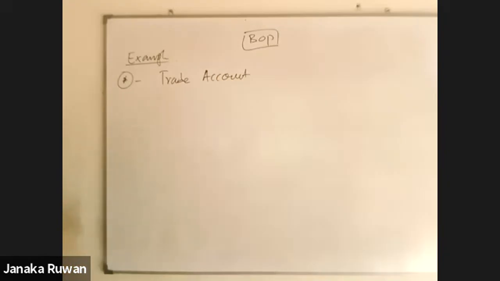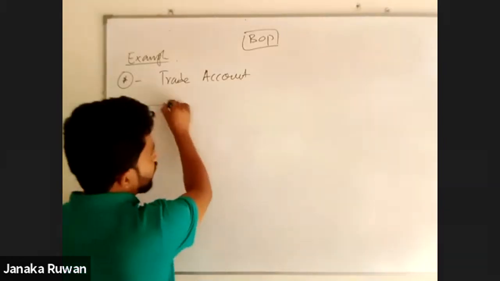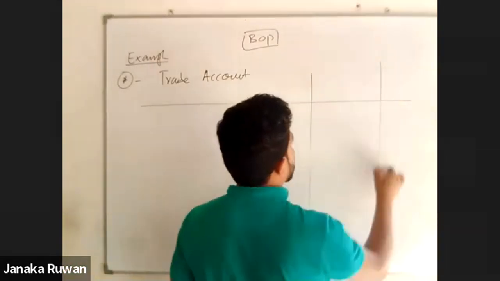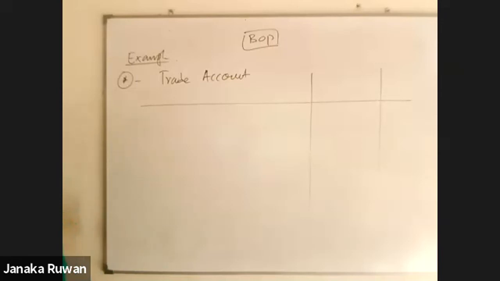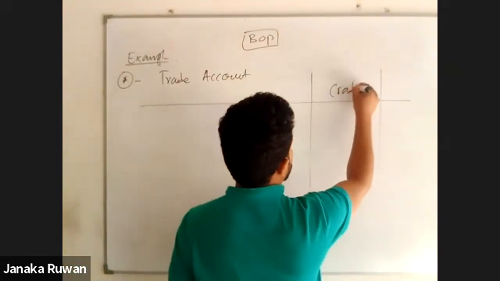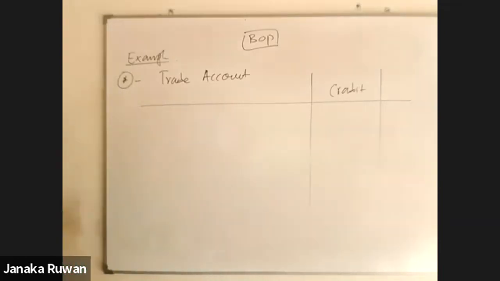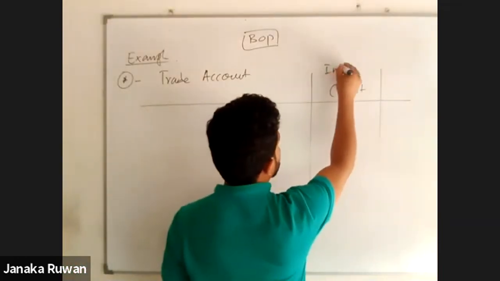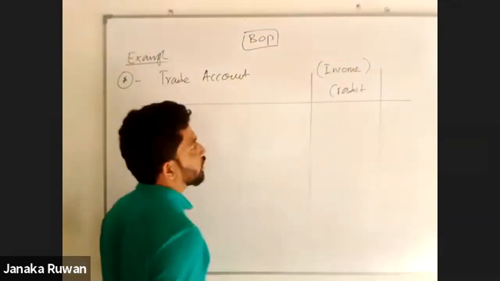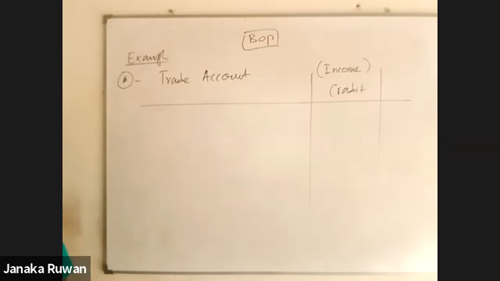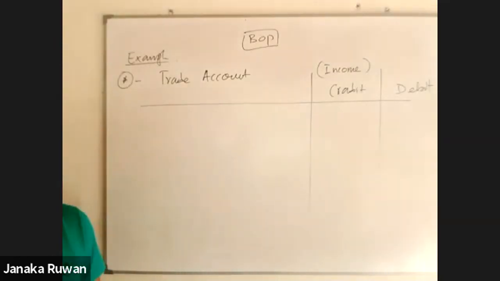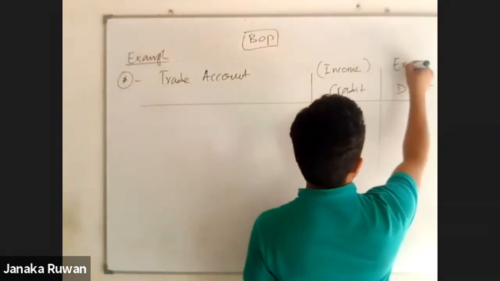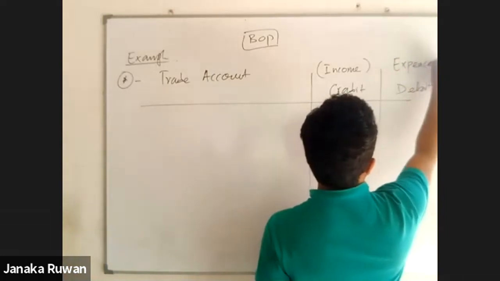Okay, this is the trade account. We discussed earlier that if there is income, it will be a credit. What are we going to credit? That is income. If we face expenditure, it will be a debit. That means this part is expenditure, expenses.